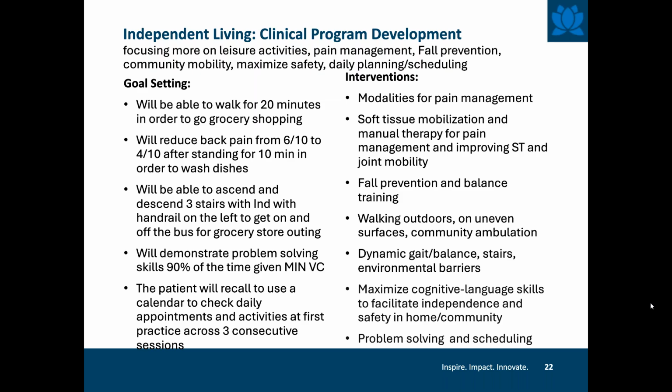We also want to maximize cognitive language skills to facilitate independence and safety in the home and community, and problem solving and scheduling. So when considering program development, ideas for independent living might include a freedom through functionality program. So this might include equipment or gym training if your facility has that to offer, pain management, and fall imbalance.